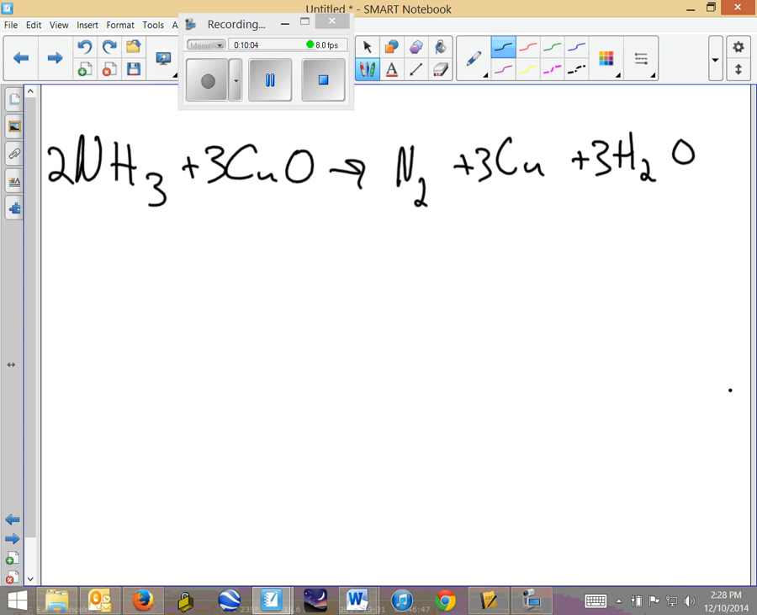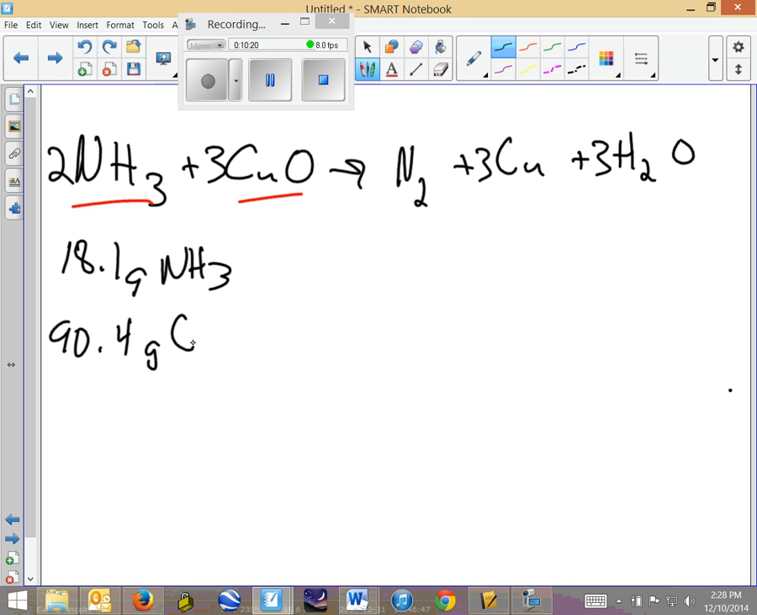Okay, so let's just see how many of each we have. We'll say that we have 18.1 grams of NH3. So these are the reactants we're looking at here. We want to find out which one's limiting. And I have 90.4 grams of Cu. Oh, okay. So which one's my limiting reactant?